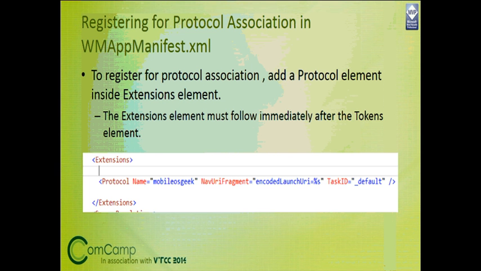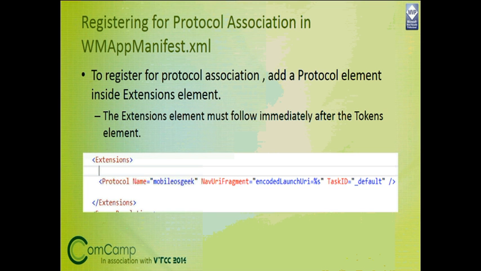So you should register a protocol association in the application's WM app manifest file. This is the same procedure as the way we saw for file associations. You define the extensions tag, and within the extensions tag, you define the tag called protocol, and then you define the name of the protocol that you need. In this case, I'm saying the protocol name is Mobile OS Geek, and I also define navigate URI here, which is nothing but the encoded launch URI equal to %s, and you're not supposed to change this navigate URI fragment, whatever you see here.